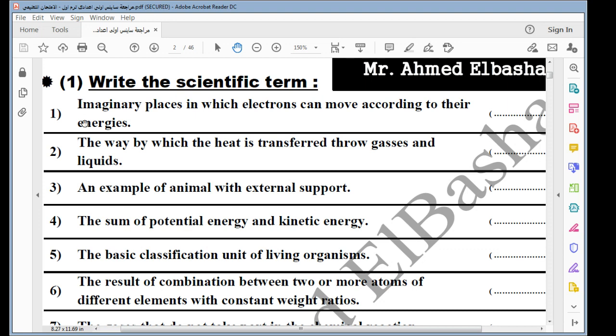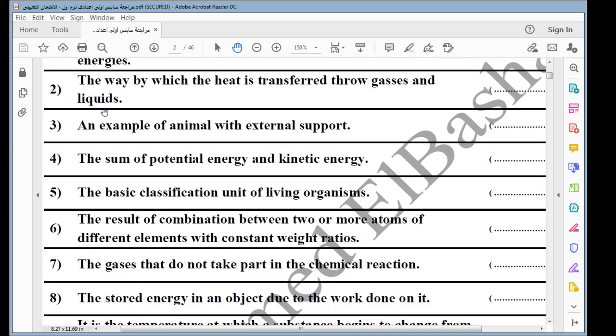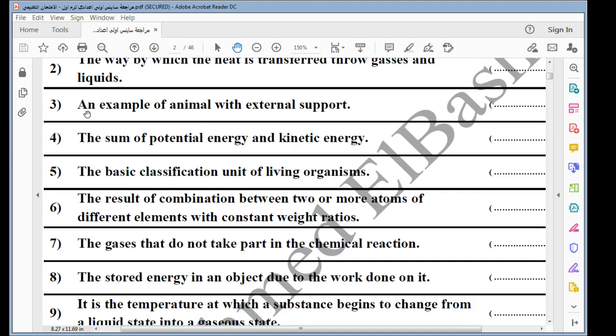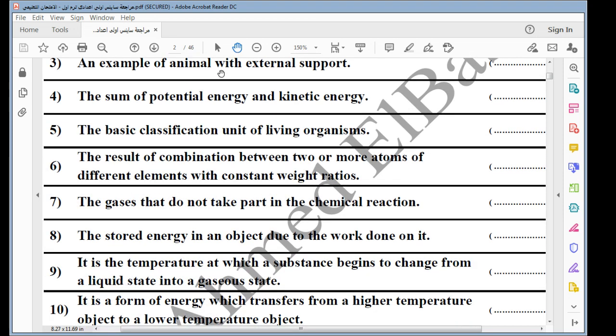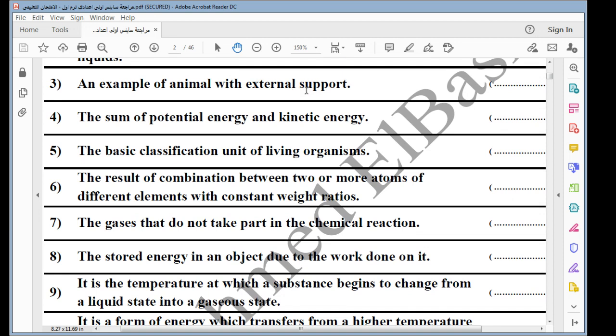Number 1. Imaginary places in which electrons can move according to their energies. Of course, this is the energy level. Number 2. The way by which the heat is transferred through gases and liquids. Of course, this is convection. Number 3. An example of an animal with external support. For example, we can say it is the snail.